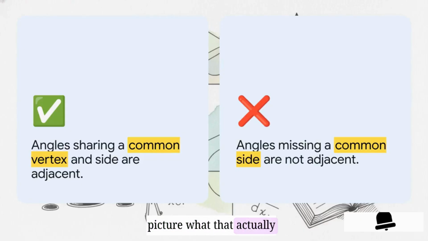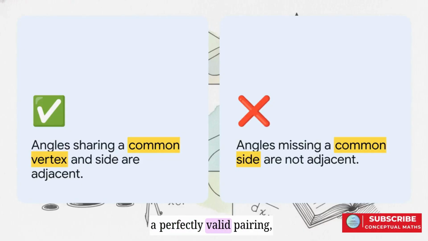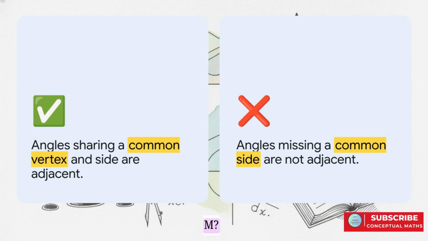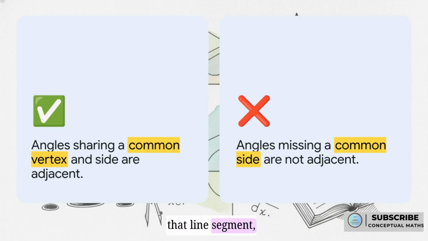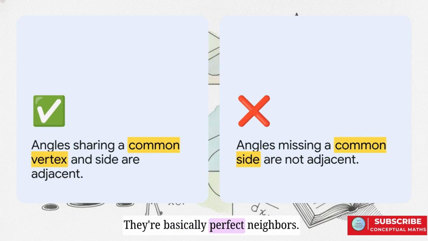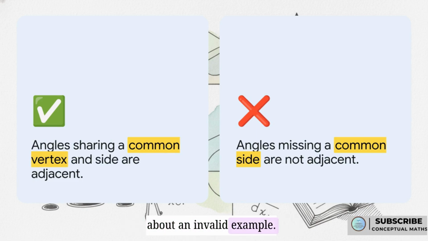Let's picture what that actually looks like with a perfectly valid pairing, like angle QMO and angle OMZ. Notice how they both meet right at that exact same corner point, M? That's our common vertex. And right there in the middle, they share that line segment, MO. That is our common side. They're basically perfect neighbors.